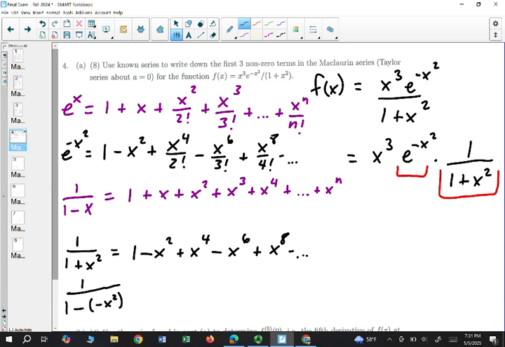So let's take a look and keep going. Now we're going to substitute in for our expressions here. So we know what e to the negative x squared will look like. Okay, it'll be this expression. We know the 1 over 1 plus x squared will look like this expression. And then we have the x cubed in front.